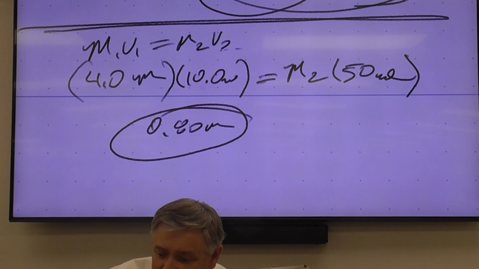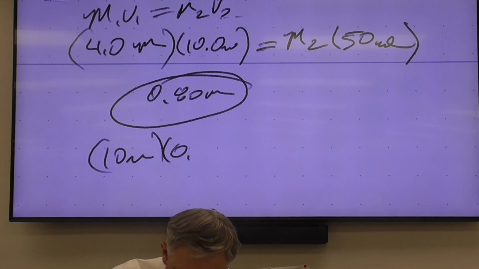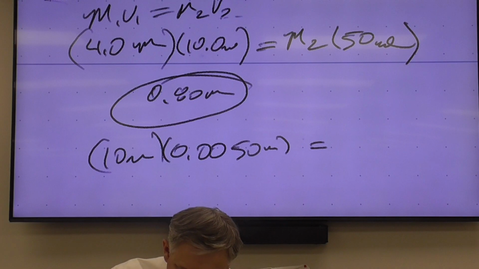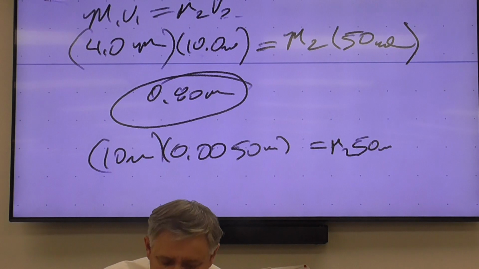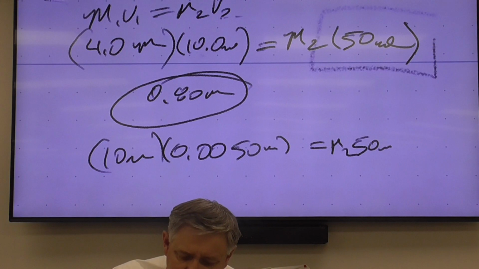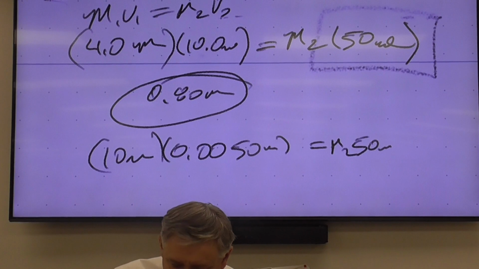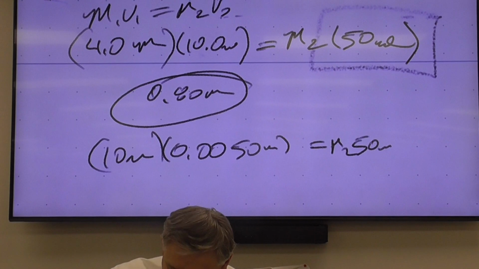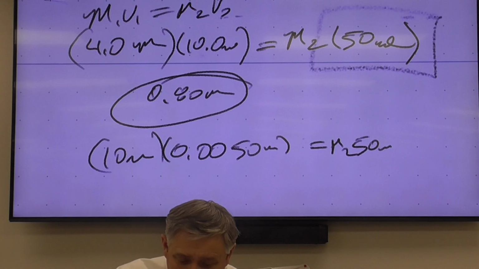So you're going to do the same thing with the iodine. You're going to mix together 10 milliliters of a 0.0050 molar solution of iodine, which is going to equal 50 milliliters times some new molarity. What's going to be common on all of these is that you're always going to end up with a total volume of 50 milliliters. So on trials 1, 2, 3, and 4, you're going to end up with a total volume of 50 milliliters.